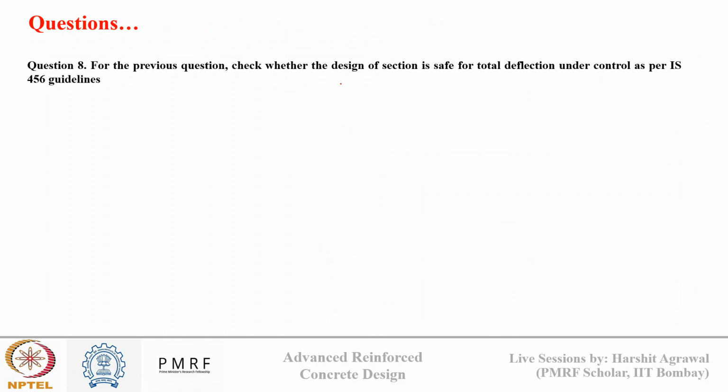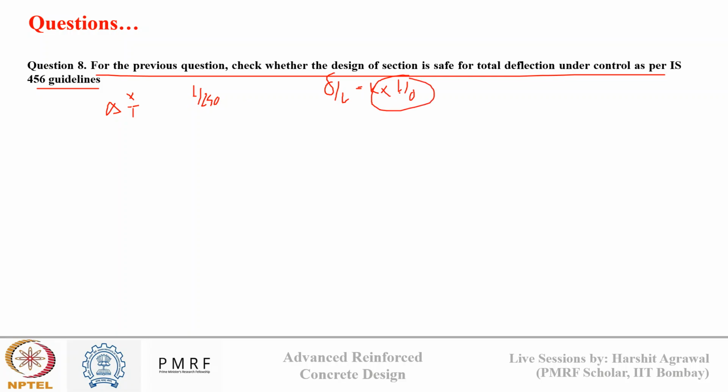So for the previous question, let's check whether the design is safe for total deflection as per IS 456 guidelines or not. Okay, so how will you approach this? You know the total deflection, so we will check the total deflection against L by 250. And suppose we don't know the total deflection, then we'll check by calculating delta by L equal to K times L by D, and we'll check whether the L by D that we have provided is less than this K times L by D or not.